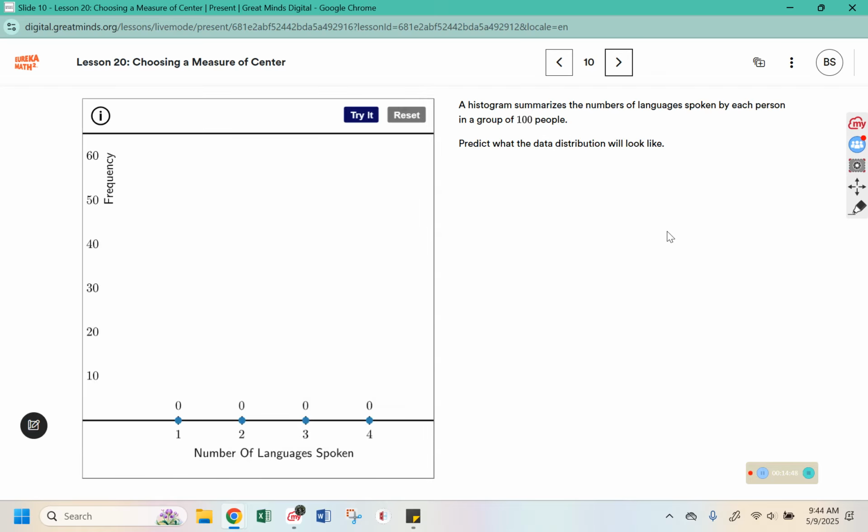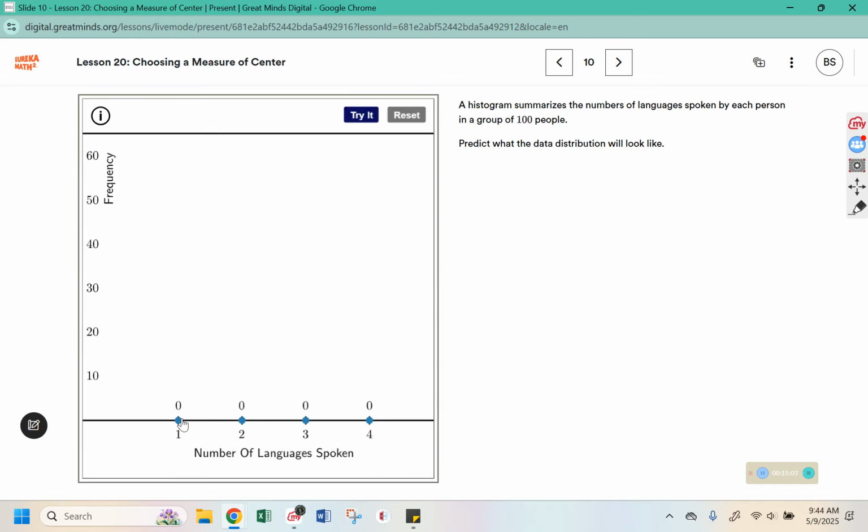A histogram summarizes the number of languages spoken by each person in a group of 100. Predict what the data distribution would look like? Well, there's a group of 100 people. Most people only speak one language, but some people speak two, and even less speak 3 or 4.